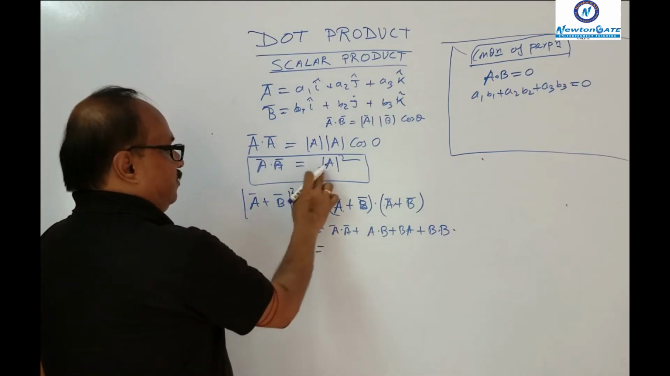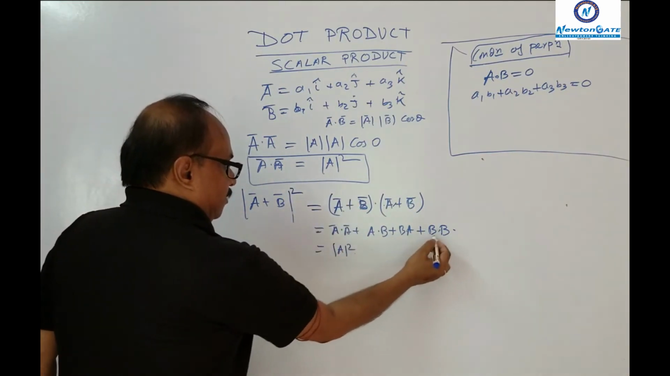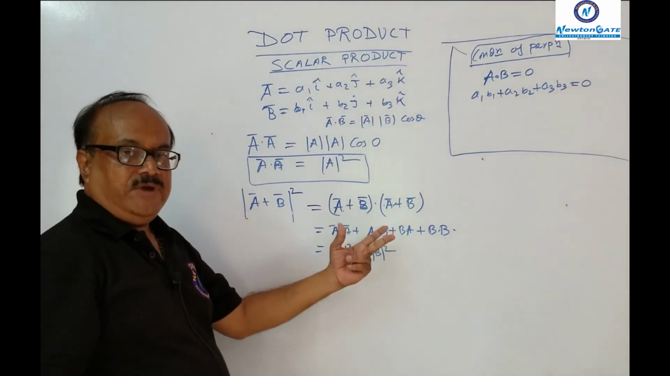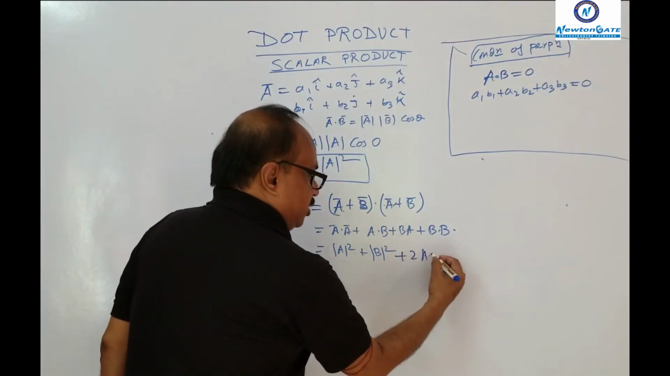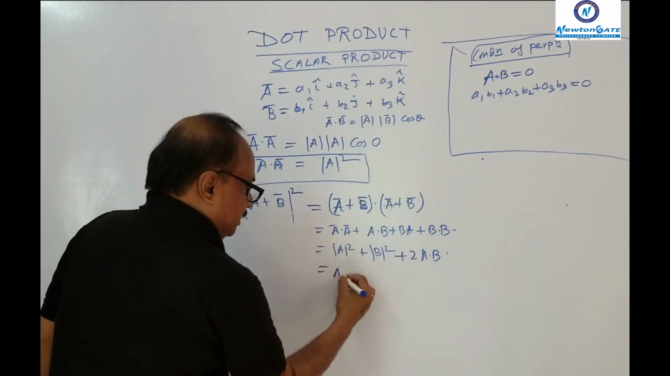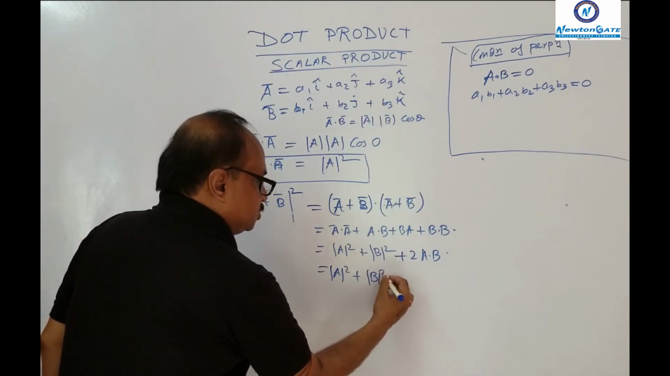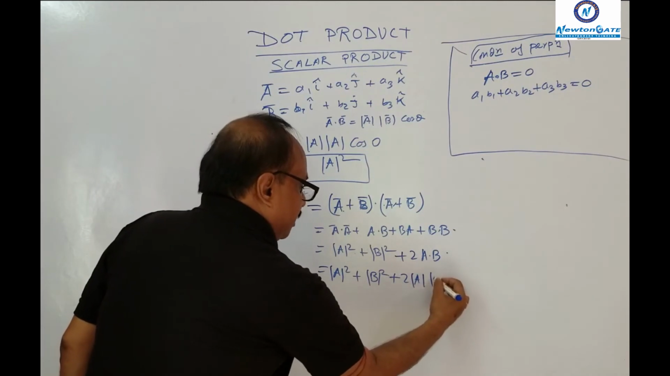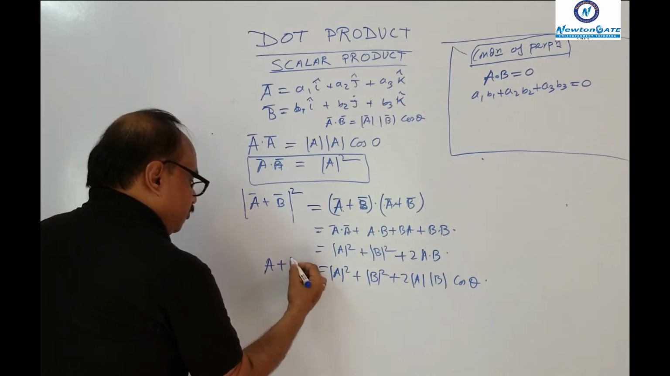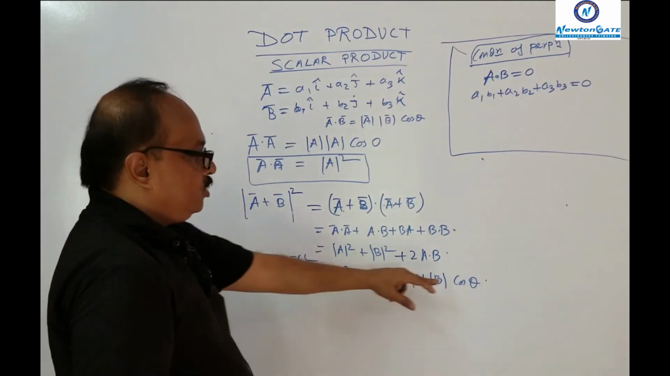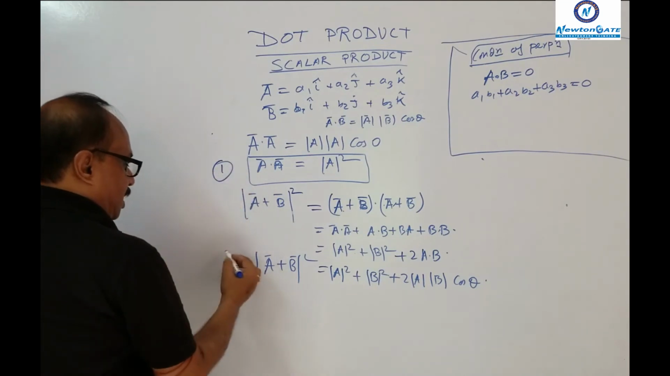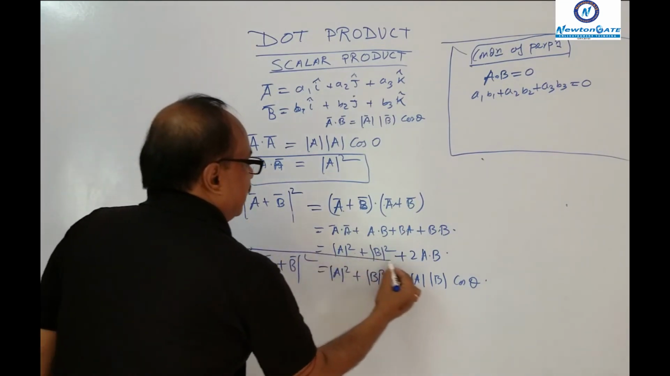That means A dot A will be what? Magnitude of A square. B dot B will be what? Magnitude of B square. And A dot B and B dot A will be what? Twice of A dot B. And twice of A dot B is what? You know this is the formula. So ultimately it will be magnitude of A square plus magnitude of B square plus twice of magnitude of A, magnitude of B cos theta. So this is formula 1. If you really remember it, it will be very useful for you in doing sums. This is formula 2 that one should remember.